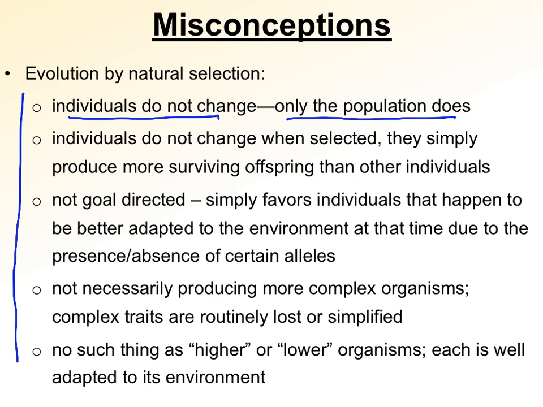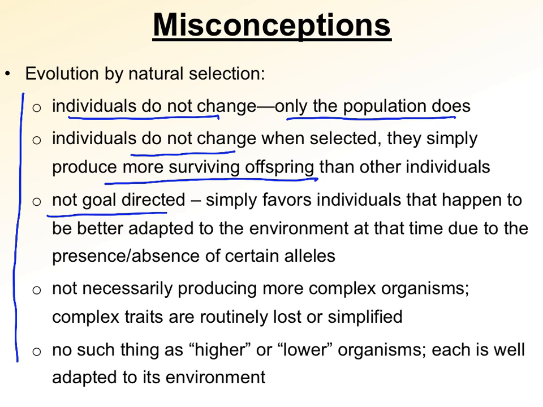Individuals, when they're selected by natural selection, they're not changing. They're simply producing more offspring who survive in comparison to other individuals. Evolution is not goal-directed. It simply will favor certain individuals who happen to be adapted to that environment at that time due to the presence or absence of certain alleles. So it might differ in a given year or a given environment.